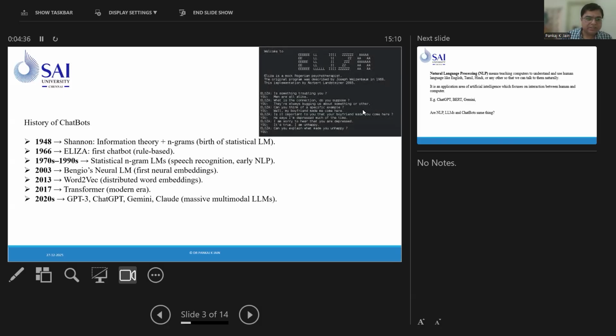After that, in the 1970s to 1990s, other language models were developed. You can call them early natural language processing models. In the early 2000s, Bengio developed a language model using a neural network. Then in the early 2010s, the word2vec model was developed. Later, in the late 2010s, transformer models were developed, and recent ChatGPT and Gemini models are based on the transformer model. At the beginning of the 2020s came ChatGPT, Gemini, Perplexity, all these models.